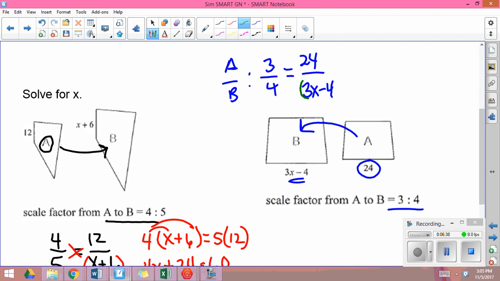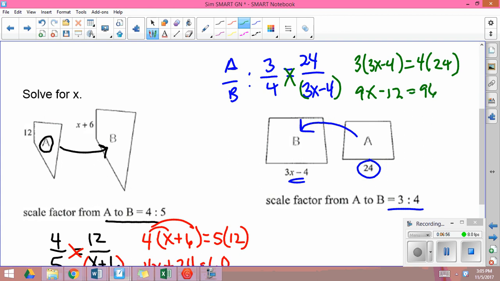When I cross multiply, again, lock those in parentheses. I have 3 times 3x minus 4 is equal to 4 times 24. And so distributive property, I have 9x minus 12 is equal to 96. Add 12 to both sides, 9x equals 108. Divide by 9, x is 12.